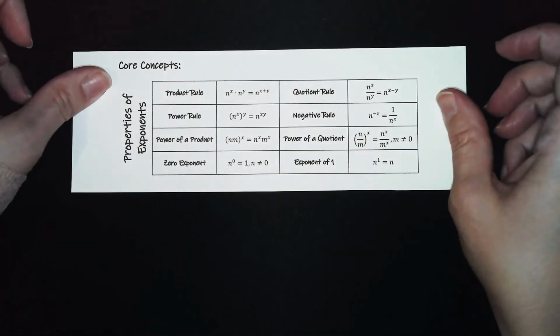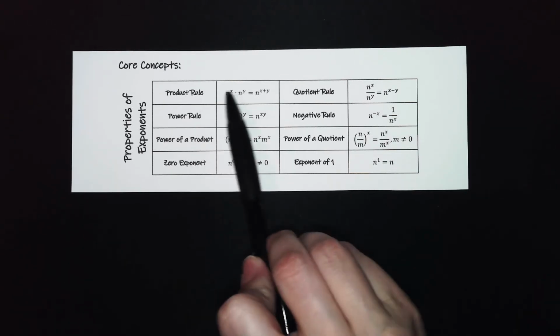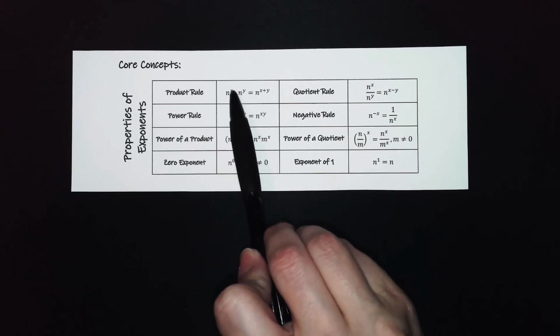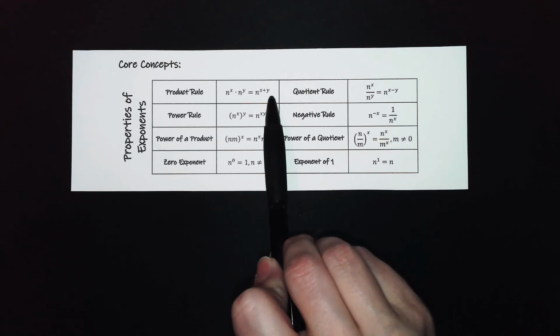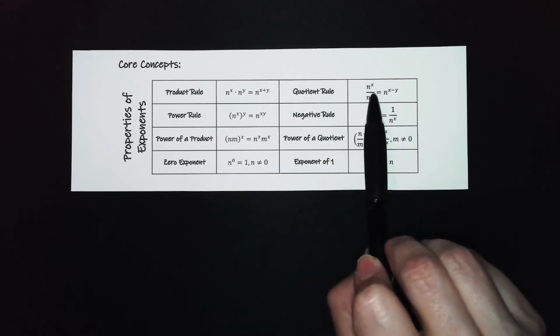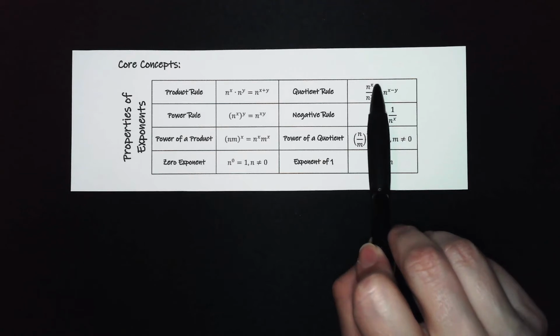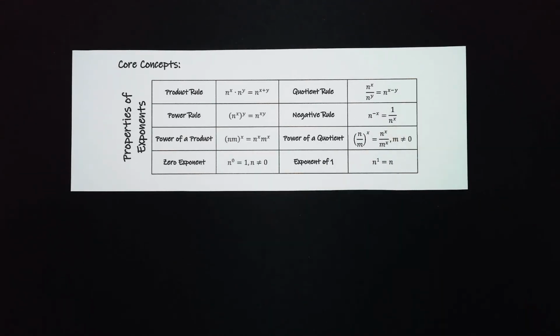So the first thing we're going to need to look at for our core concepts here are our properties of exponents. So we have 8 different rules to follow. We have a product rule, which is when the bases are the same but to different powers, and the bases are multiplied together. We add the powers. Okay? Quotient rule is where I'm dividing.